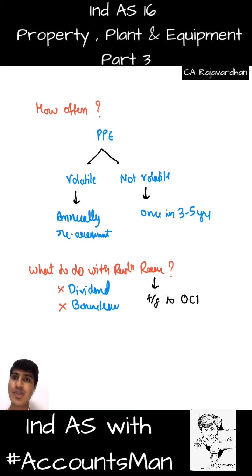You get that? Transfer to other comprehensive income. Can I transfer it all at once? No. Wait, let me complete. Transfer this to other comprehensive income over the remaining useful life of the asset.